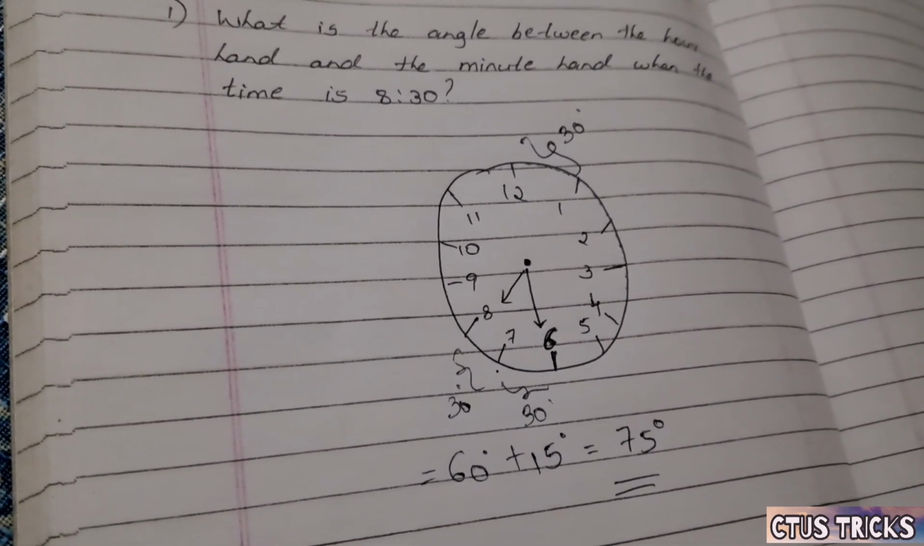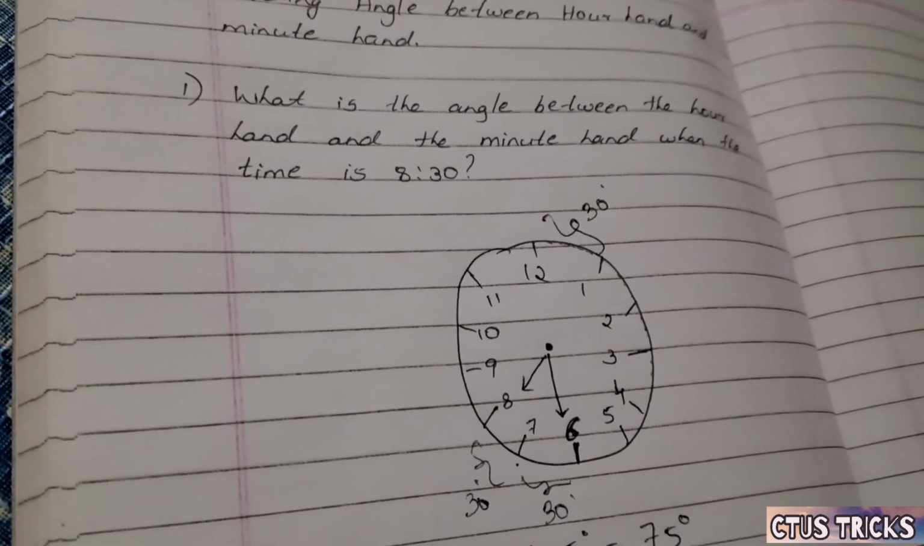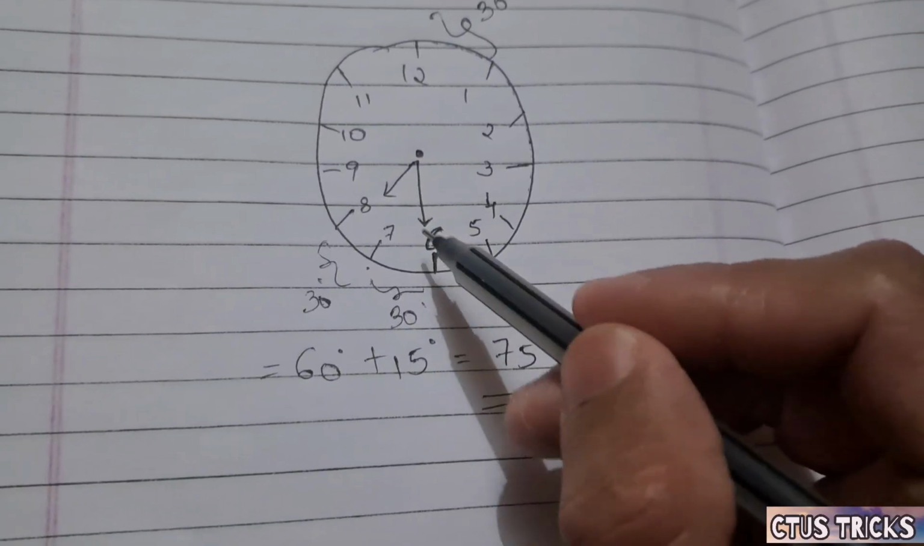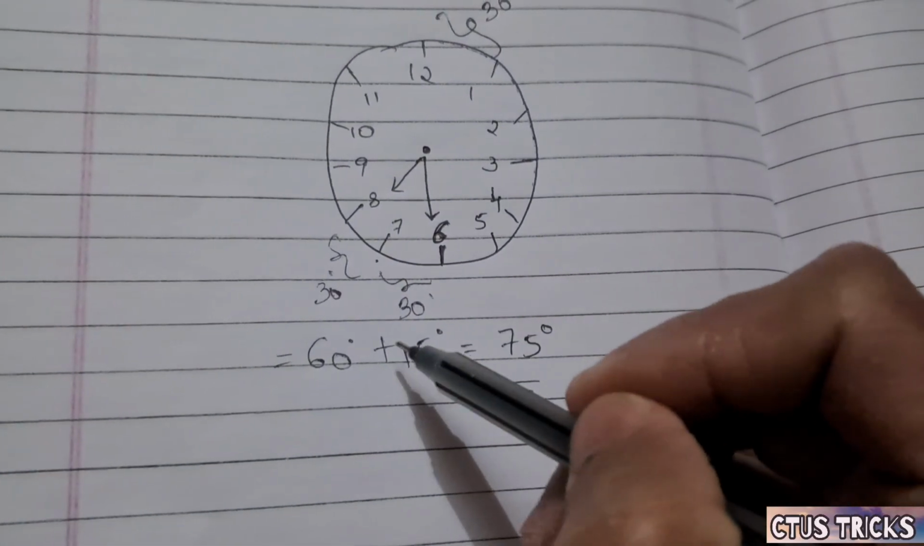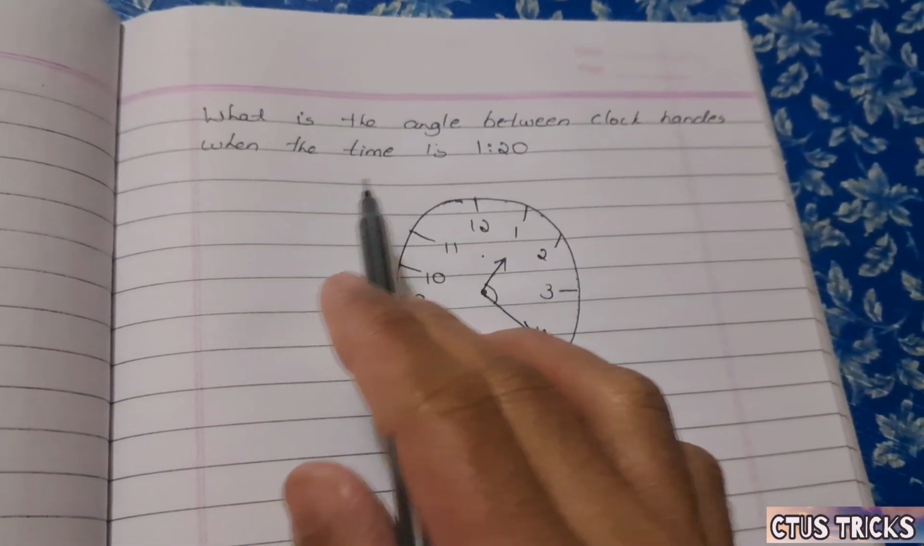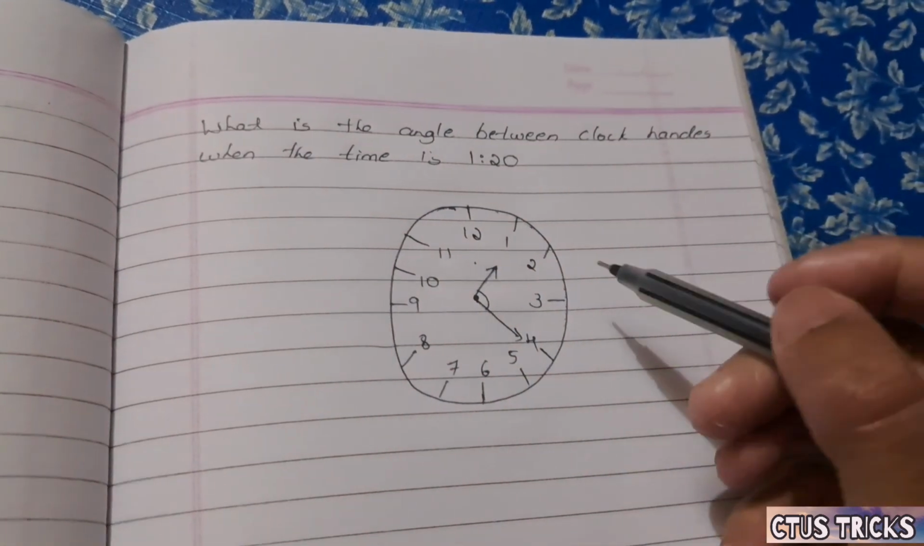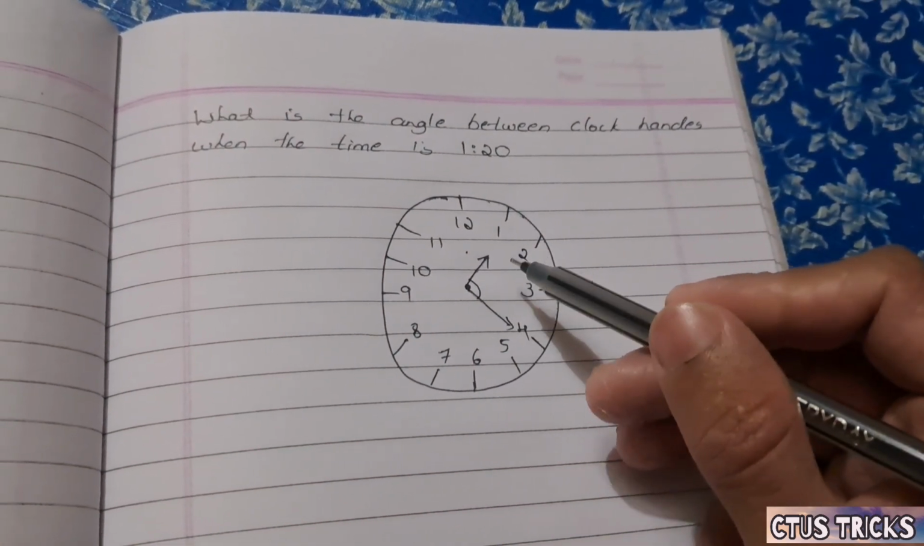So this is one of the shortcuts to solve the angle between the hour hand and the minute hand. If the minute hand is in front of the hour hand, then you have to take minus in place of plus. So let's take one more problem to get some clarity. We have the time 1:20. You have to calculate the angle between the hour hand and the minute hand.